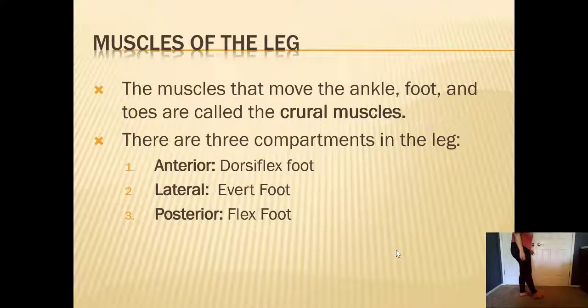The lateral compartment will be responsible for eversion, so that's pulling the pinky out into the side. And then the posterior compartment will be responsible for plantar flexion, which is this, or pointing your foot. So that should say plantar flexion. So again, keep that in mind as we go through these muscles.